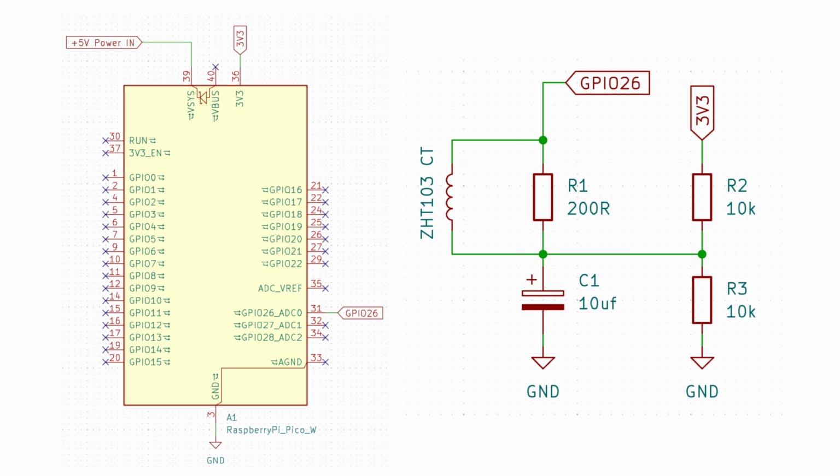A 10 microfarad capacitor is added between the bias point and ground to stabilize the reference voltage. Finally, the ground of the Pico W is connected to the ground of the circuit, and the Pico's 3.3 volt supply is used for the voltage divider. In this way, the ADC pin safely receives the conditioned CT signal for current measurement.